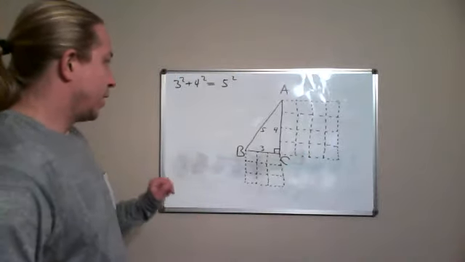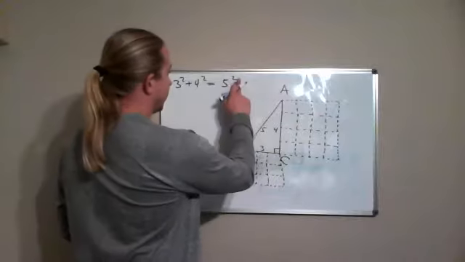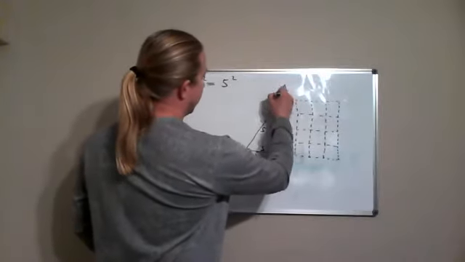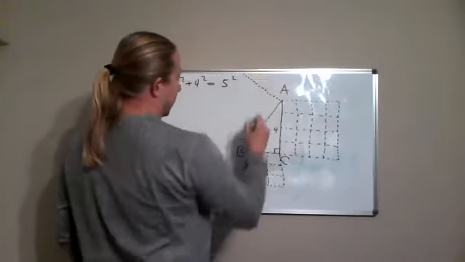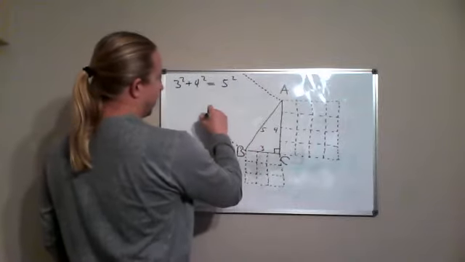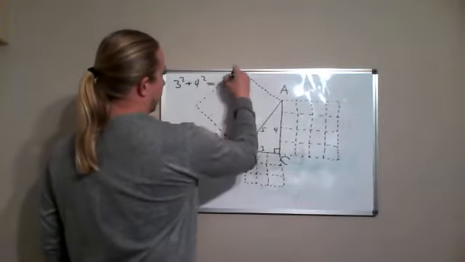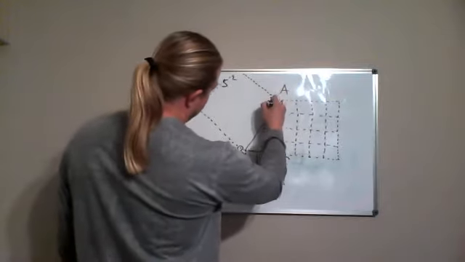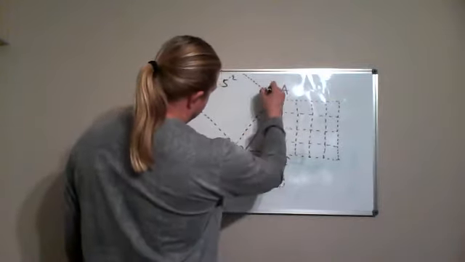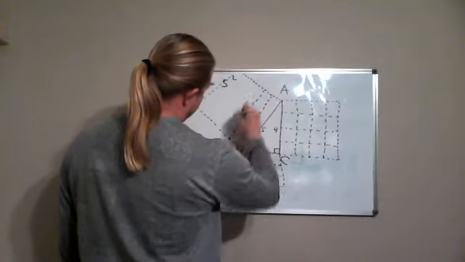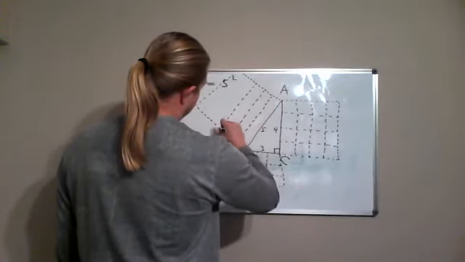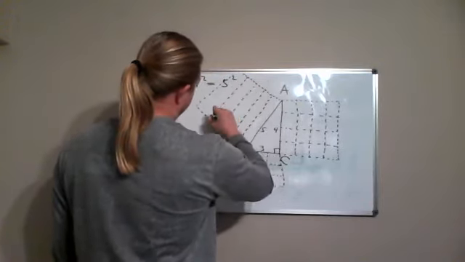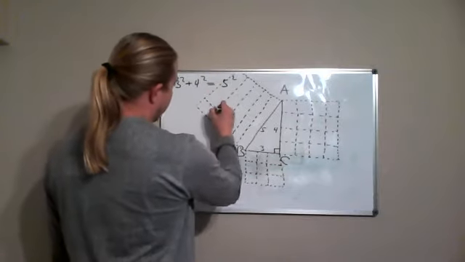Right, so that's what we have. Now, for this side, I'm going to do the same. I'm going to make this into 5. I'm a little bit running out of space, but we do the same thing. So that's 5.